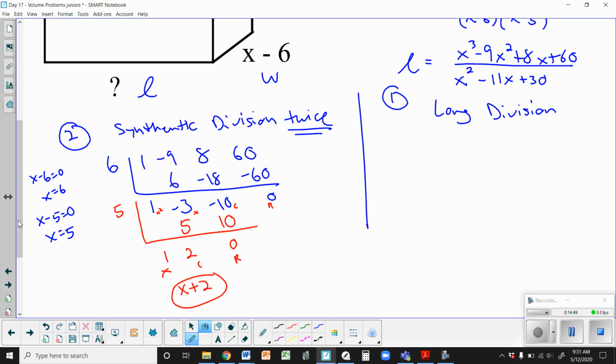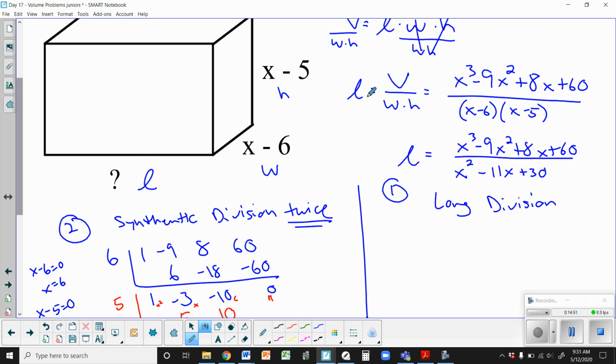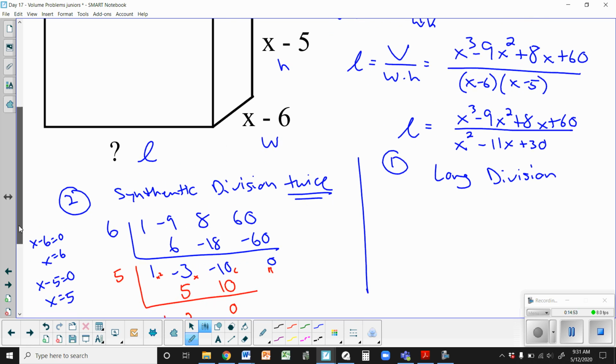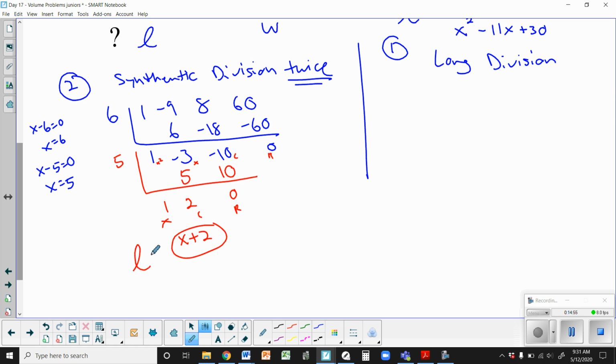And that's our answer, x plus 2, because that was the length. Remember, we were dividing both of these to get equal to the length. So it's really our length equals x plus 2.